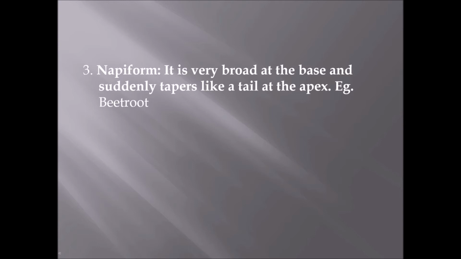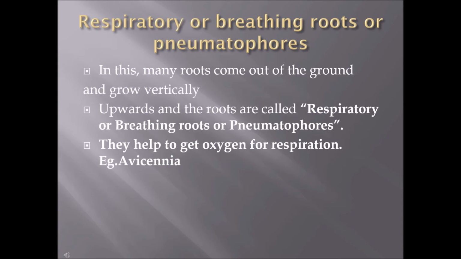So it is very broad at the base and suddenly tapers like a tail at the apex. So on the base, it would have been swelled up, and slowly it will decrease its shape to the top. So this type of shape is known as napiform. Example beetroots.